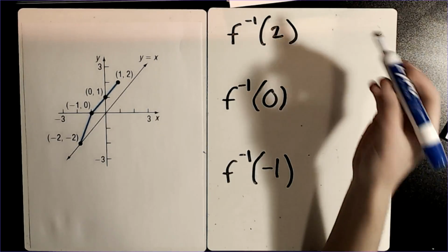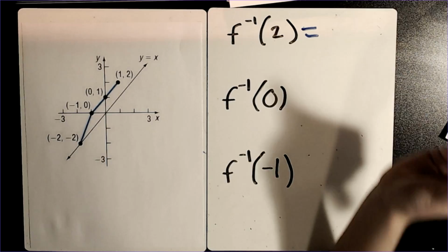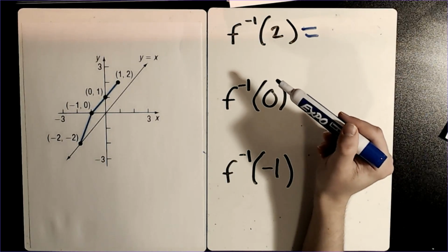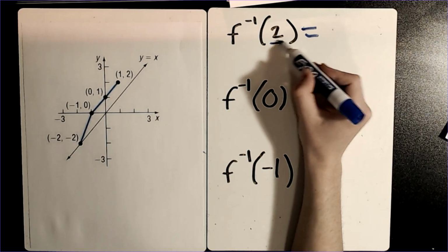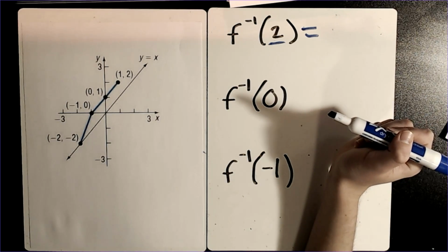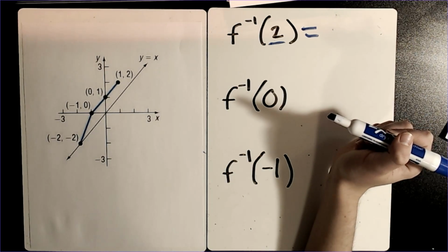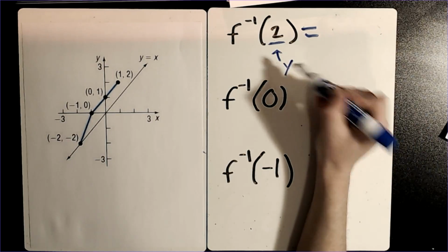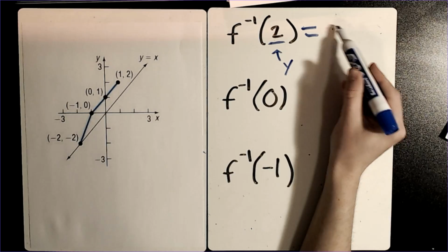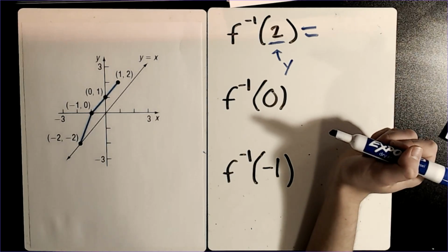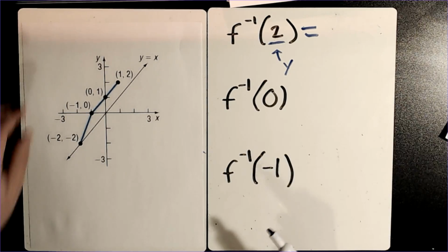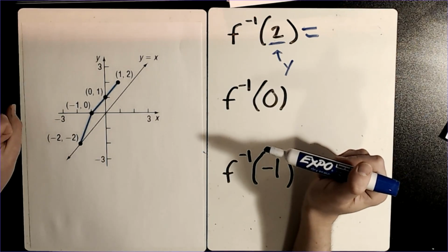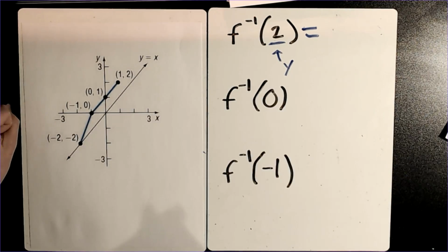F inverse of 2. Okay. Now remember the inverse function switches x and y for the regular function. So this number in here is not the x value, it's actually the y value of the original function. So this is the y value, and then the number over here is going to be the x value, okay, from the original function. So that's y equals 2. I'm basically trying to figure out where does y equal 2 in this graph, okay?